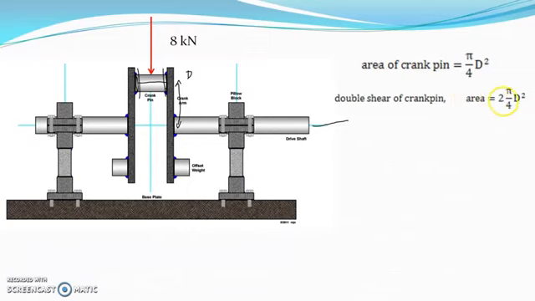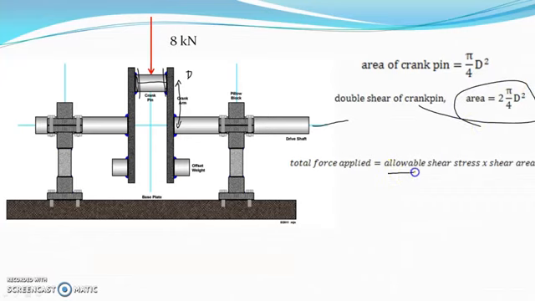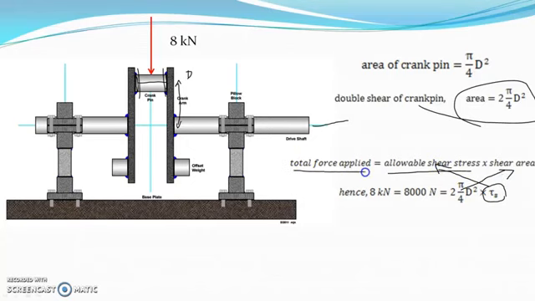So the total area will be how much? 2 into pi by 4 D square. One side and another side are the same. Therefore the area is 2 pi by 4 D square. Now total force applied is 8 kN, which should be equal to allowable shear stress into shear area. This is the shear area, and the allowable shear stress is given, which is 40. And total force applied is 8000 Newton or 8 kN.